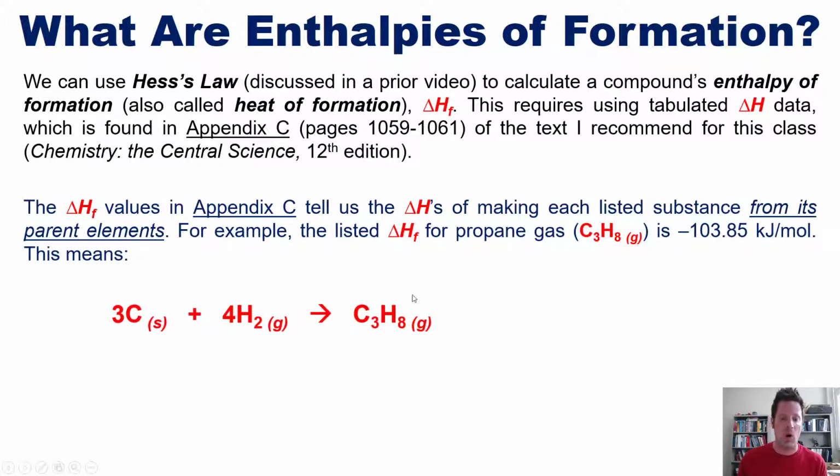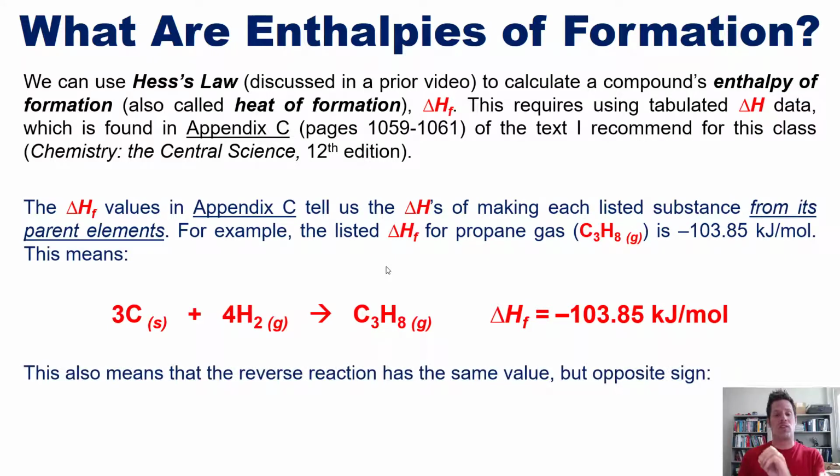I have 1 mole, hence the coefficient of 1, not written but implied, of C3H8 product being formed from its elements, carbon and hydrogen. And I have to balance this however I have to balance this. Again, the delta H for this reaction, or delta H of formation of 1 mole of C3H8 is negative 103.85 kJs. Cool?